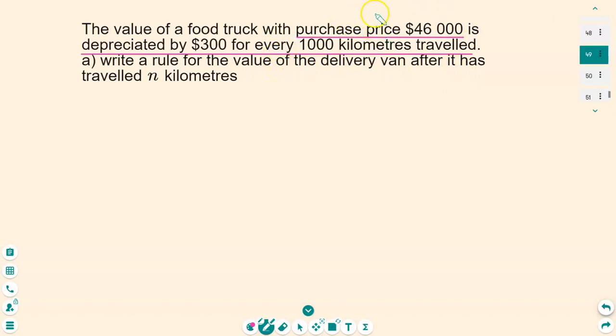So let's make a little data table. The purchase price at time 0, when you pick up that truck, not after a year or whatever, is $46,000. It goes down in value by $300, so we know that D is going to be negative, for $300 for every 1,000 kilometers traveled. For every means divide.